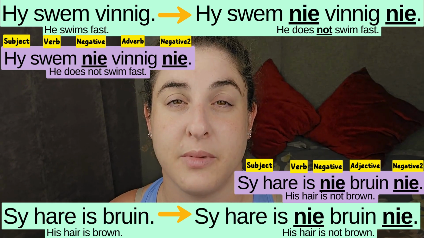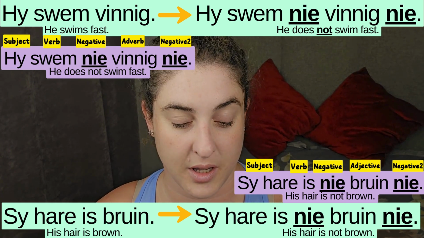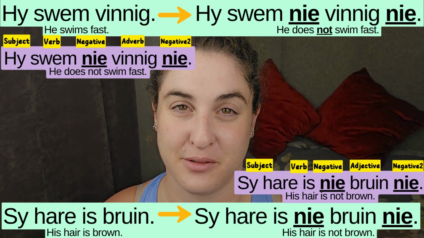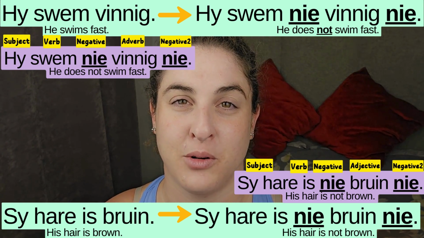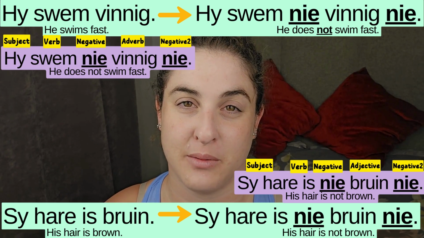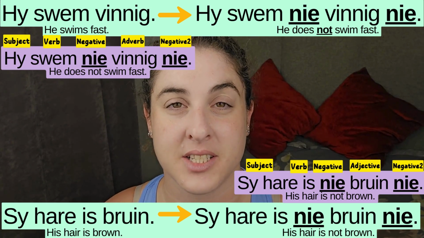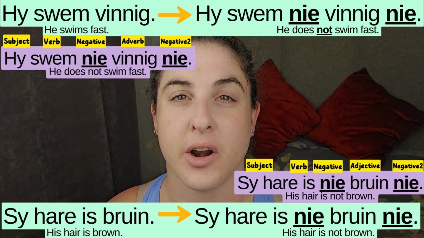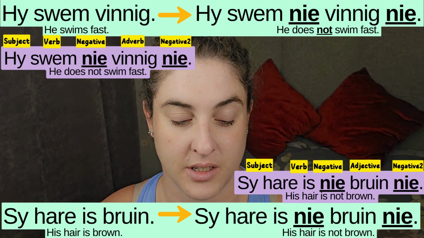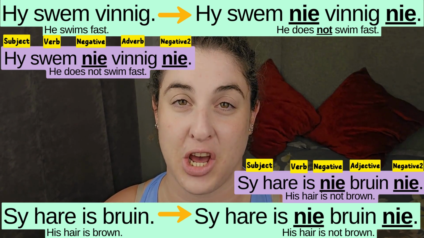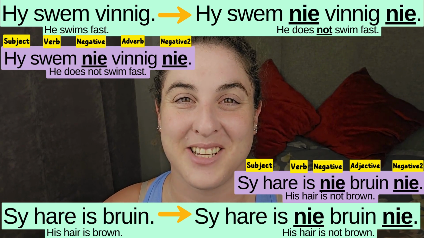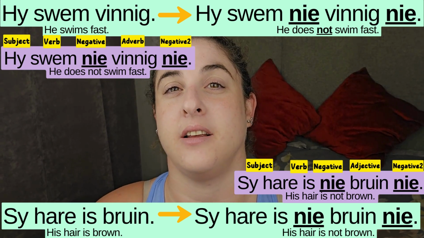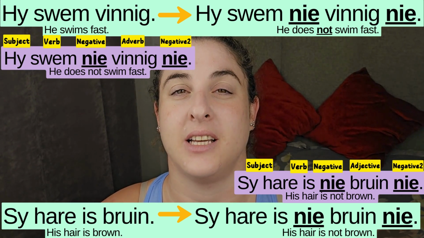Then we look at the bottom example. Now this is an example about a guy's hair. And here you have an adjective explaining a little bit more or describing more about the hair. And in this case also a double negative. So you have sy hare is bruin. His hair is brown. And then the negative, sy hare is nie bruin nie.